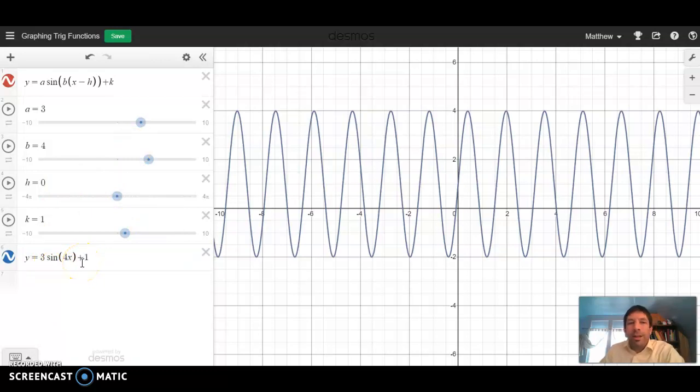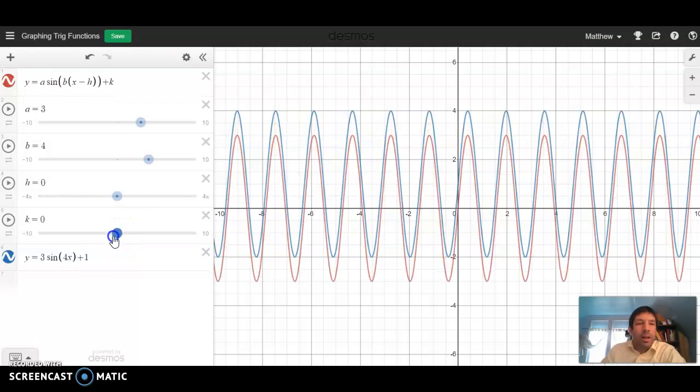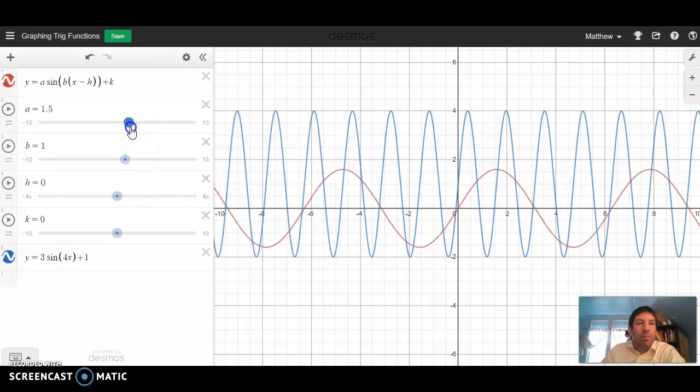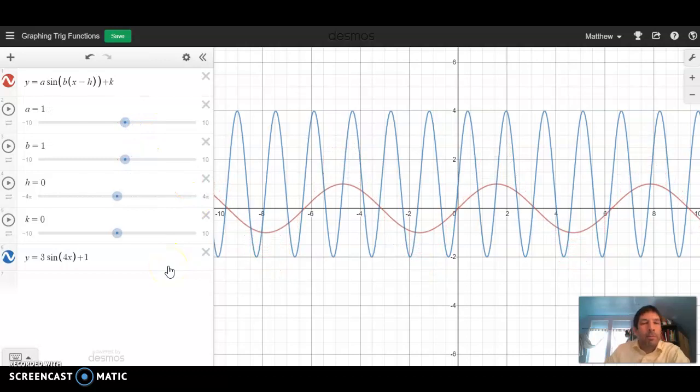Okay? Now, going from the graph to the equation might be a little bit more difficult. So let's say I'm going to take this back to 0, take this back down to 1, this back down to 1. Let's say that I wanted this blue graph, but I couldn't see this equation. So what you might just start doing is playing with these different values here.